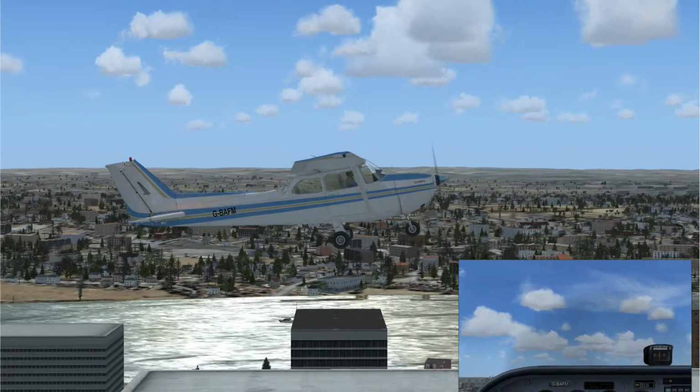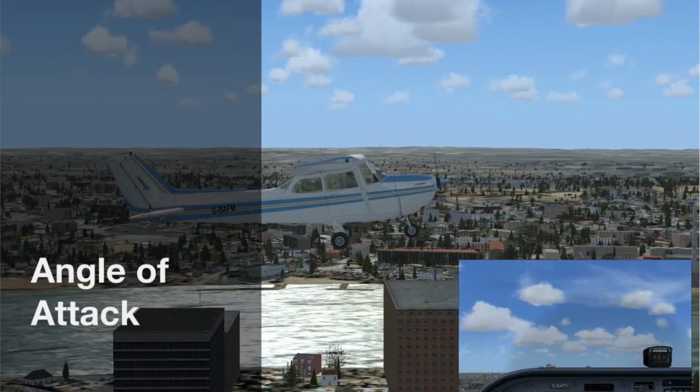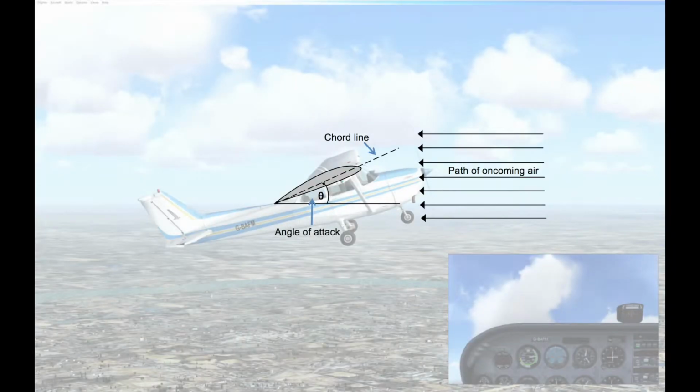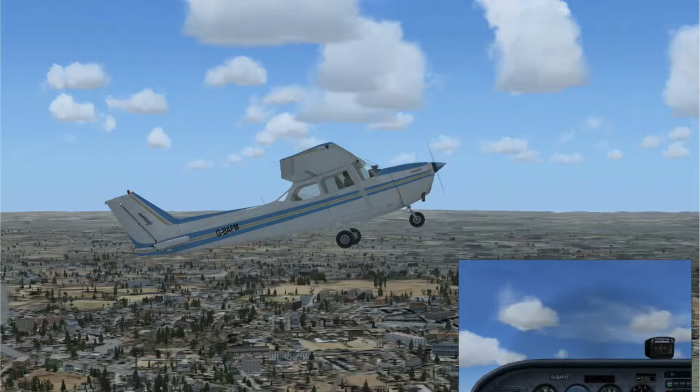Now that you know how lift is generated, let's move on to the angle of attack. In most flight conditions, the wings meet oncoming air at a slight angle. This is known as the angle of attack and is labelled as theta on the diagram. This is the angle between the chord line of the wing and the oncoming air. This angle causes some of the air to be deflected downwards as it flows over the surface of the wing. This deflection of air results in an upward force which creates more lift. The larger the angle of attack, the greater the effect.